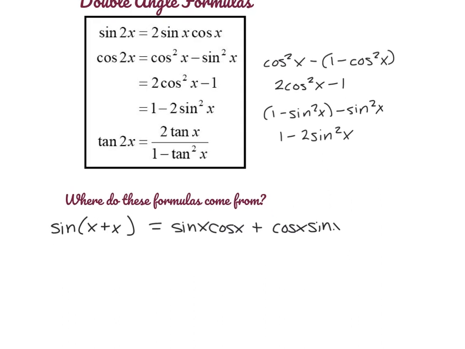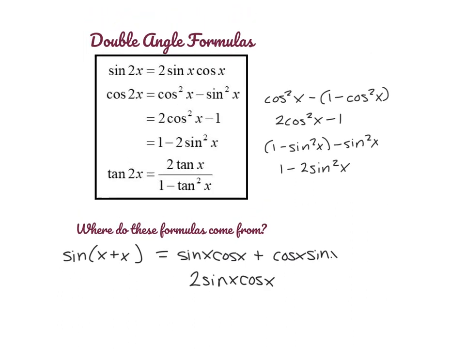So then if we combine like terms here, it's just 2 times the sine of x cosine of x. So again, if you ever forget this formula, just do the sum formula for x plus x. And then it's the same idea for the cosine and the tangent formulas. They really just come from the sum formulas that we learned previously. So again, you could easily derive these on your own as long as you know your sum and difference formulas.